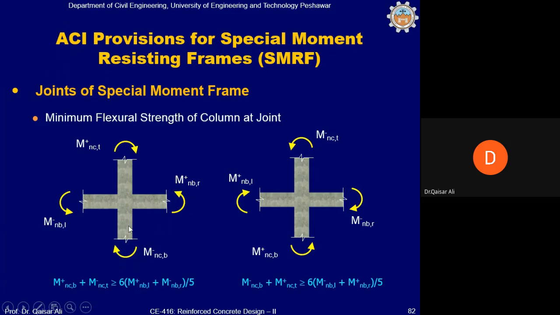MNCT plus MNCB will give us the collective flexural capacity of the column. The collective capacity of the column, MNCT plus MNCB, must be greater than 6/5, which is 120%, of the collective capacity of the beam, MNBL plus MNBR. This is for the left side, this is for the right side. Okay, if the bending moment direction is reversed, this will be the case. Anyway, this is just an explanation of the provision that the flexural capacity of the column at the connection shall be 20% more than the flexural capacity of the beam at the connection.